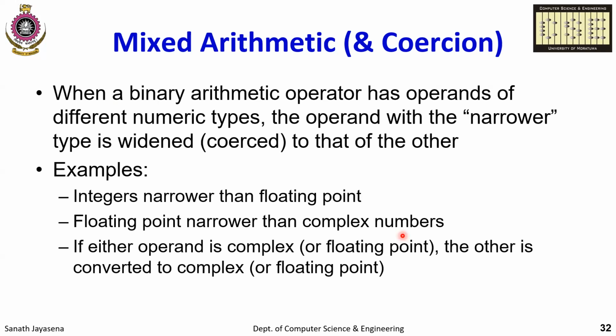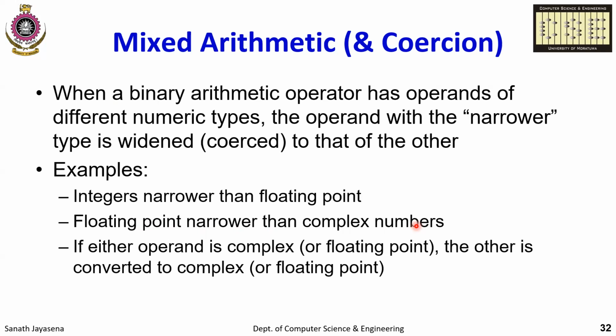So, the ideas are given here. Integers are considered narrower than floating point. So the integer operand will be converted or coerced to be the floating point type. And when you compare floating point with complex, floating point is considered narrower than complex. So if you are mixing a floating point operand with a complex number operand, the floating point will be converted to a complex type first.